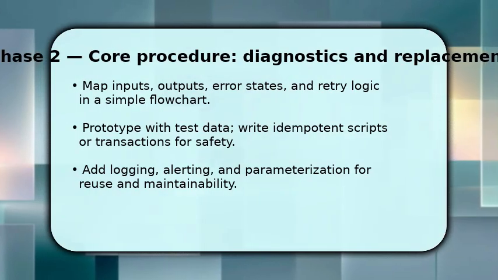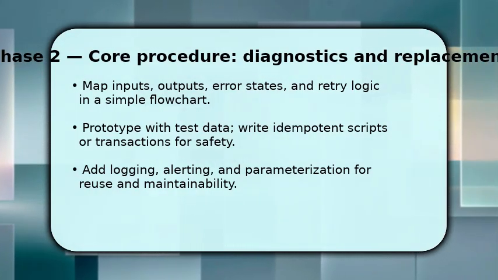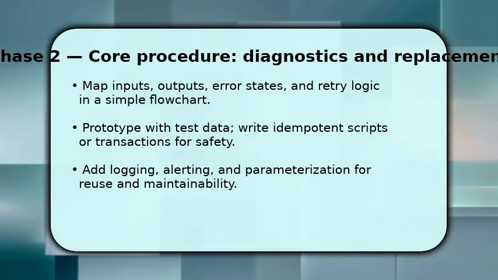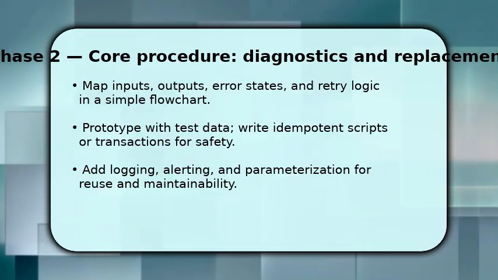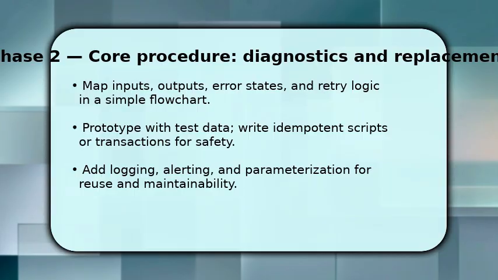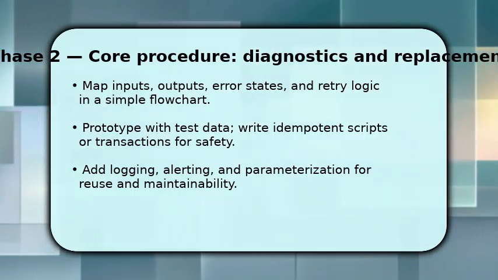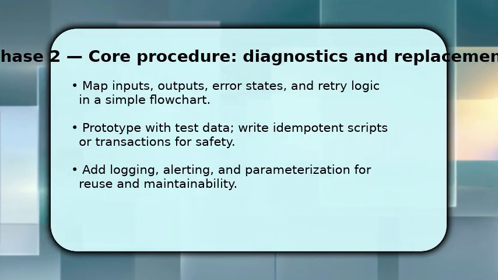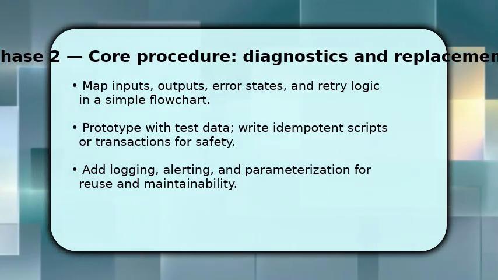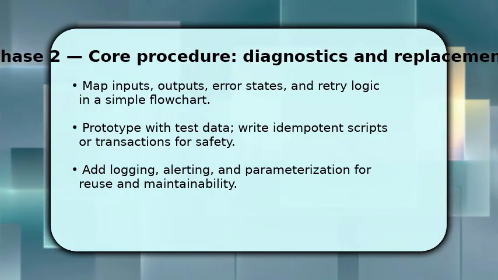You now design the flow, map inputs, outputs, and error states in a small chart so the automation behaves predictably. Build a prototype with test data, making each operation idempotent so reruns don't duplicate work, and include retry logic for transient failures. Implement logging and alerts. Make core values parameters so you can reuse the same job with different inputs.